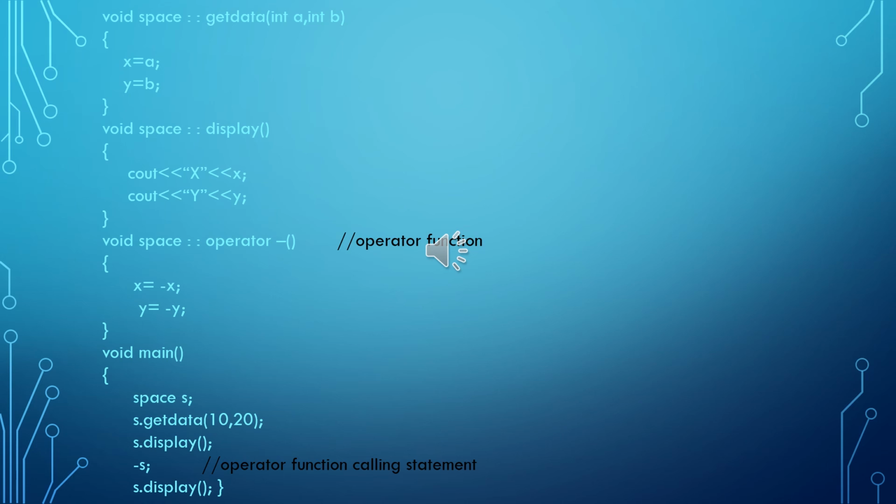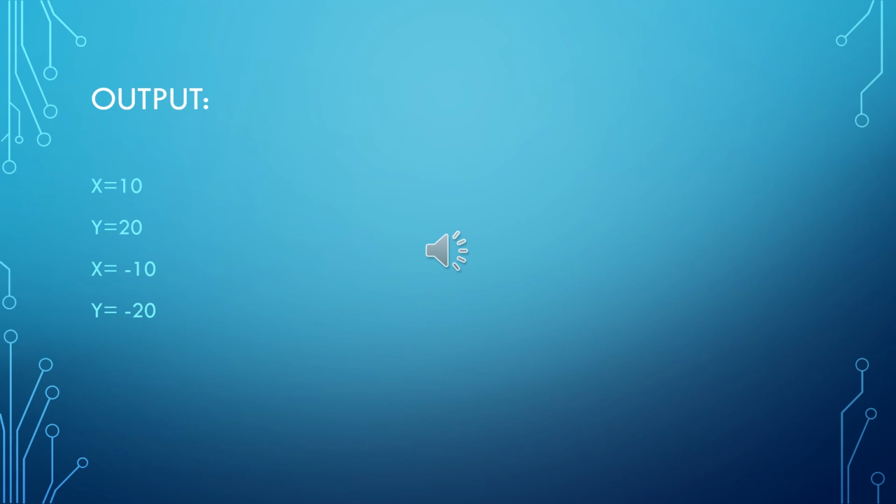That means x is assigned with minus 10 and y is assigned with minus 20, and then again we call the display function. Now the display function displays minus 10 and minus 20 as x and y values in the output screen. Already we run the function. Now we are going to see the output of our function. Do you all remember that we have called the display function twice? In the first call, the x and y values are 10 and 20, and in the second call after running the operator function, the x and y values are changed into minus 10 and minus 20.